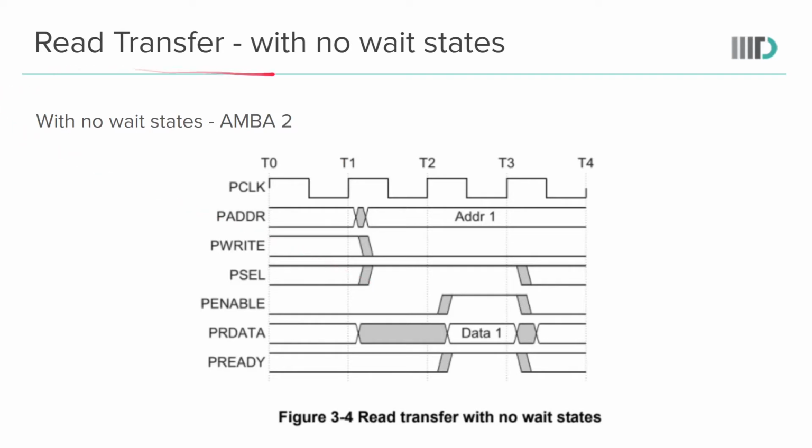This is the read transfer with no wait states, again introducing the AMBA 2 protocol. Here we can see the P address is provided at T1, and the write signal is asserted to be 0, as we only want to be reading. And at T2 we get the P ready signal to be high.